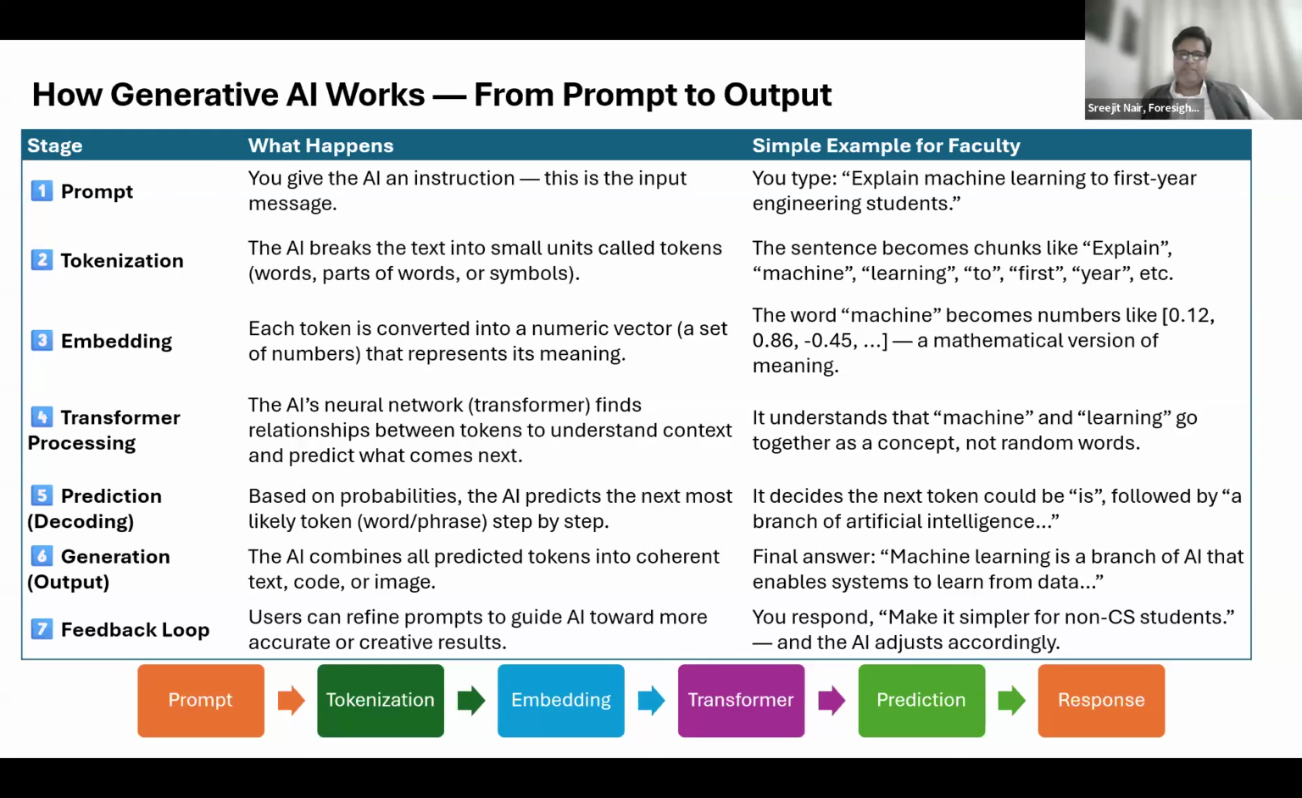That kind of vector numeric variation is how it is embedded. So the word machine becomes numbers like 0.12, 0.86, a mathematical version of the meaning. Now when it is embedded, it is taken into the language model, and then the transformer processing happens. Here the neural network finds the relationship between tokens to understand the context and predict what comes next.